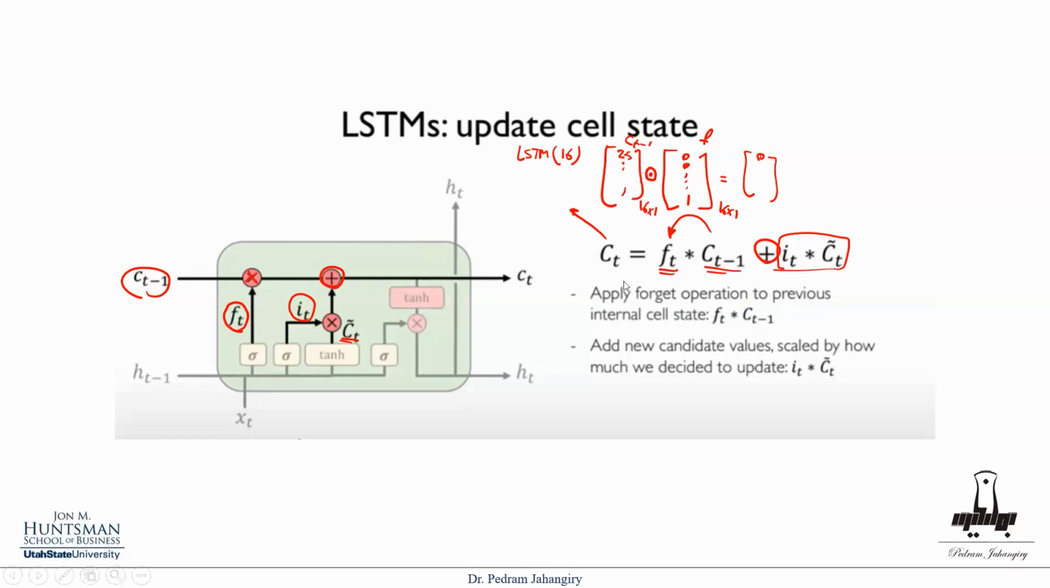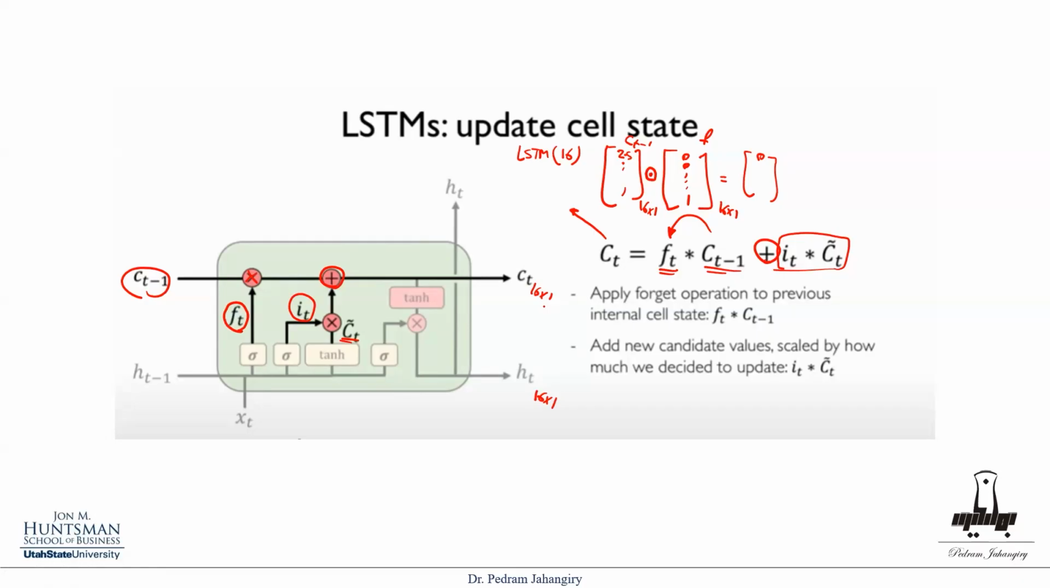Remember, if I had 16 of these cells, at the end of the day the shape of HT minus 1 was 16 by 1, and the shape of this one is 16 by 1. So just be aware of the shapes, right? You're updating a vector throughout the network.